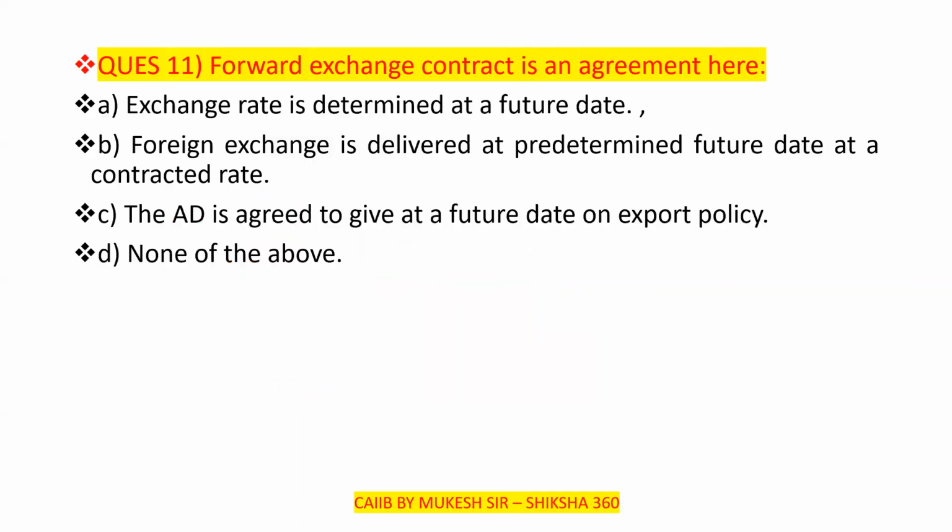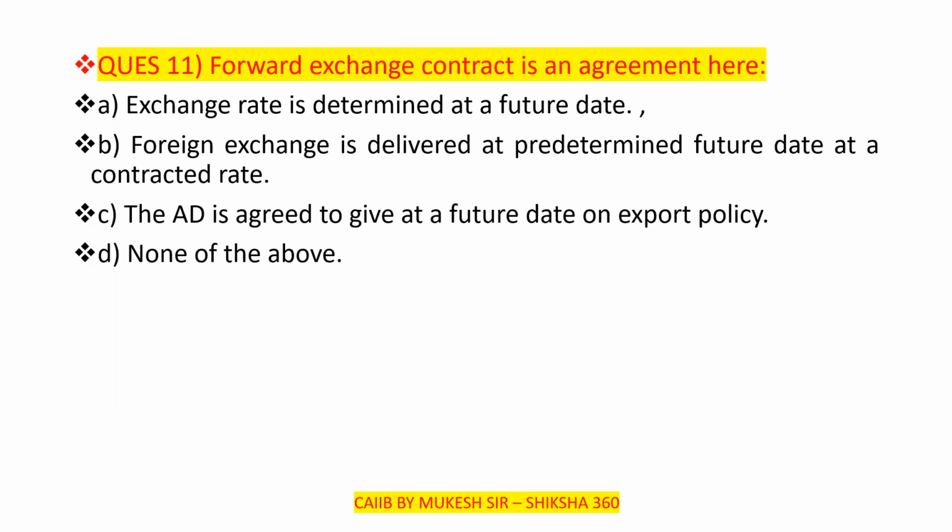The first question, question number 11, is on your screen now. Forward exchange contract. This comes under chapter number 1, module A, set number 2. A forward exchange contract is an agreement. So what is it an agreement related to?